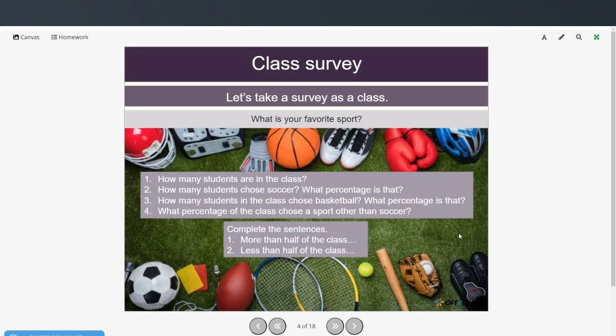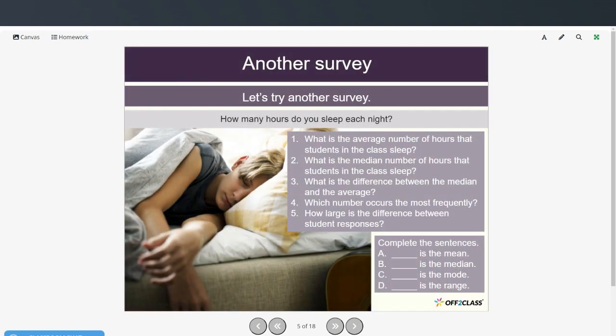Now, these next few slides are really designed for a class situation, so I'm going to skip these. It's just showing the different types of information you could analyze using a survey. You might ask all your friends, what's your favorite sport? And then you could calculate some statistics based on their answers. Same thing with the number of hours that you sleep each night. You could ask a number of individuals how many hours they sleep, and then we could calculate the mean, median, mode, and range, which we'll talk about in a little more detail coming up.